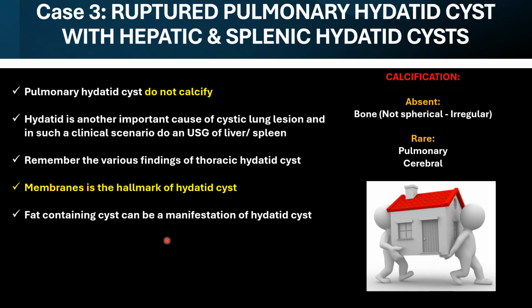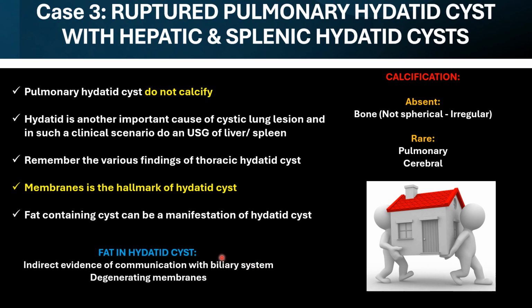Why I wanted to portray this case was because of the fat-containing cyst. A fat-containing lesion in the liver is going to be very easy: angiomyolipoma, HCC. These are the two things. What about a cyst which contains fat, and what is the explanation in a hydatid? If we see the reason why a hydatid cyst contains fat, it is because of two things.